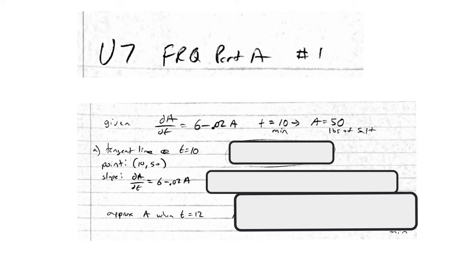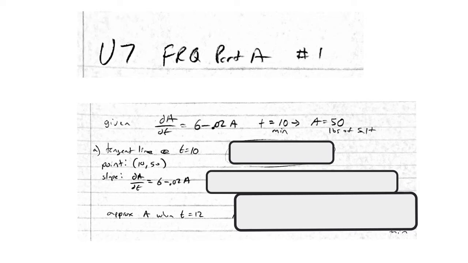All right, in this video, we're going to go over the Unit 7 free response question part A, number 1 from yesterday. I know these were a little bit tougher, and that's okay. Hopefully going through this will help, and also, we'll do a little bit more similar ones today. So here we're given a differential equation, dA/dt equals 6 minus 0.02A.